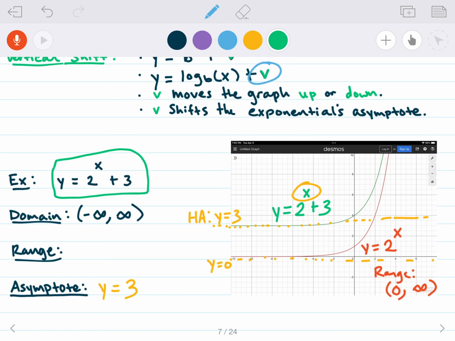With the shifted function, this time the range is starting at the horizontal asymptote again, which is 3 this time, and then it's going to infinity. So we're shifting it up. So this time we're going from 3 to infinity, and it makes sense that the range would be affected here because we're moving it up and down, right? We're shifting the function up and down. So that is our first example looking at the domain, range, and asymptote of a shifted up function.